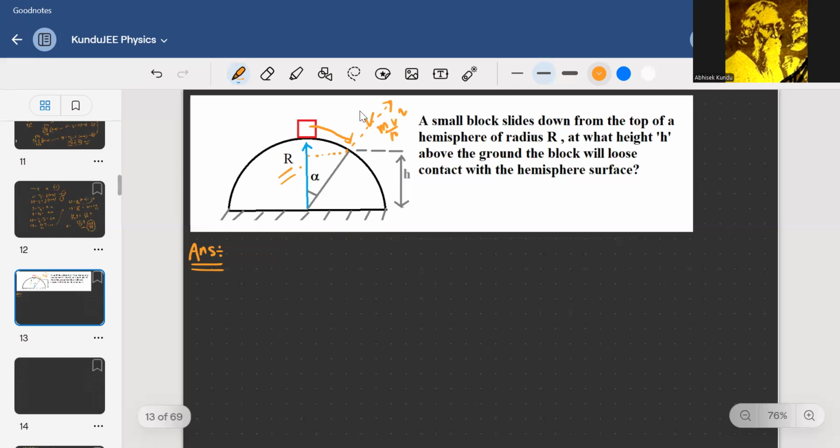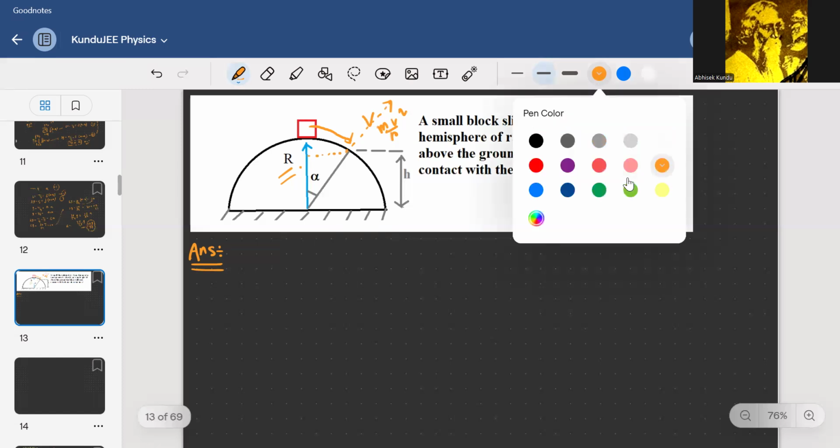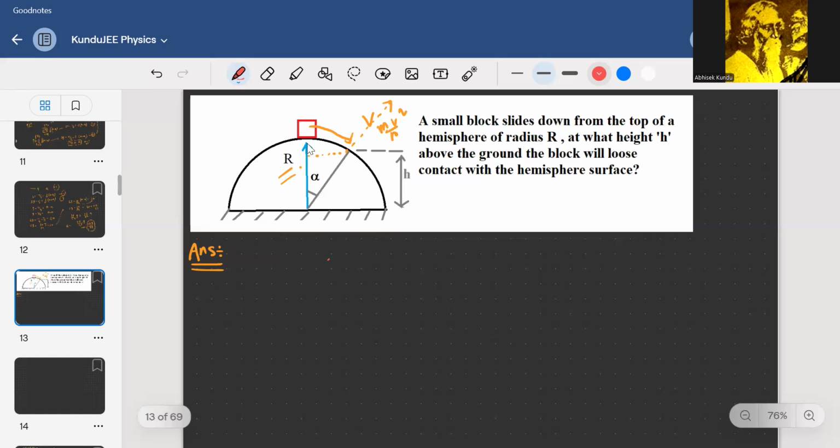Now how to calculate this velocity v? How much height it is covering while sliding from the top to this angle alpha? Let's assume at this angle alpha it is losing contact with the surface. How much height is covered? This is r, the radius is r. And what is this height? r cos alpha. This entire thing is r, this is r cos alpha. So it will cover a height of r minus r cos alpha.